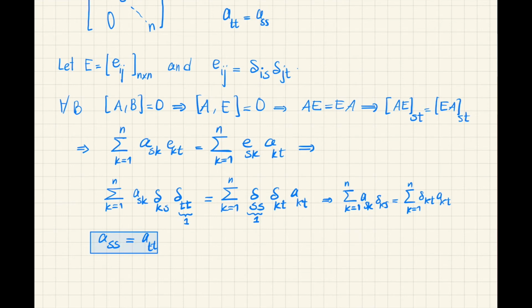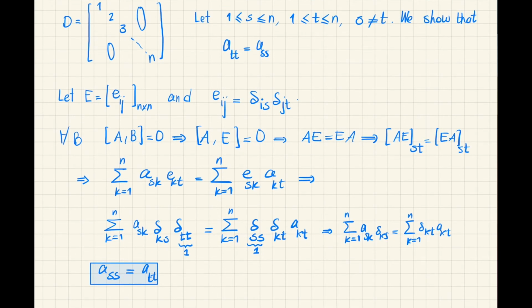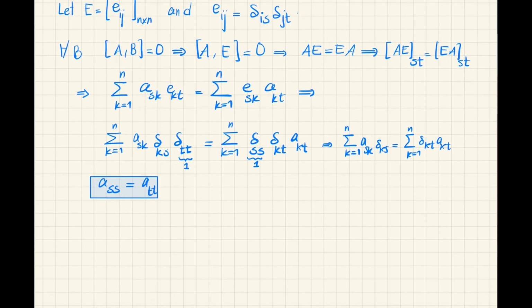So I proved that this should be a scalar matrix. If this property holds, it's inevitable that matrix A has to be a scalar matrix. But to show that this is indeed true, I need to prove that any scalar matrix that I have commutes with all n by n matrices. Yes?